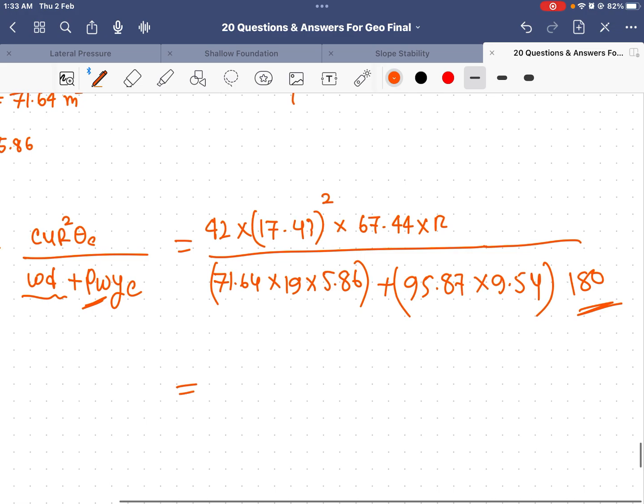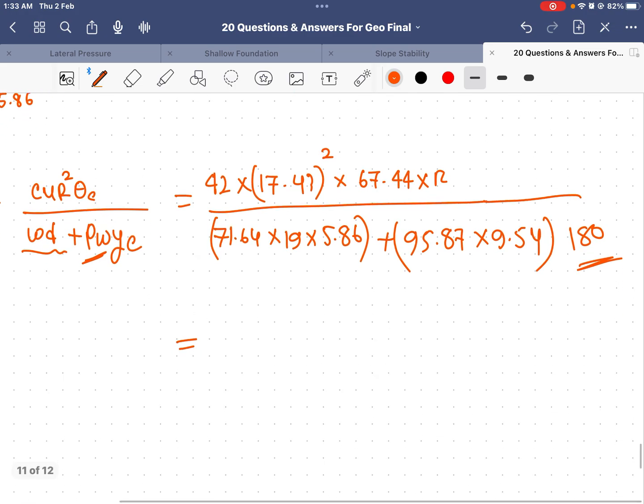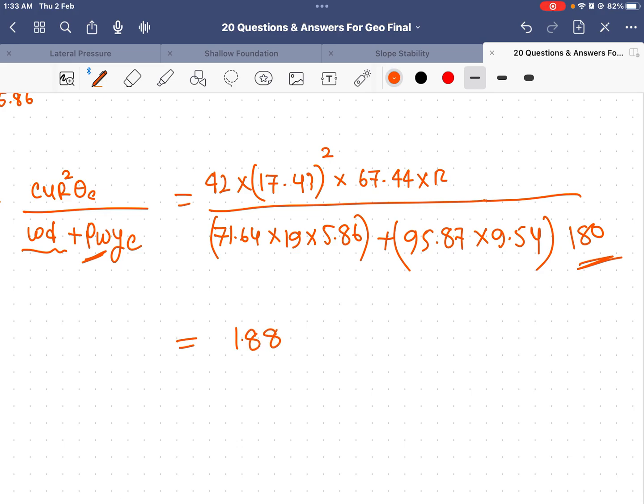Now I will solve these equations and I will get 1.88. That means our slope is safe, because when the factor of safety is more than 1, our slope is safe.